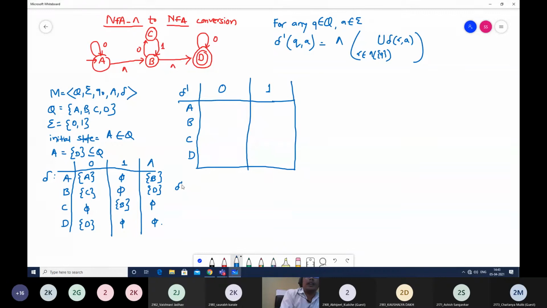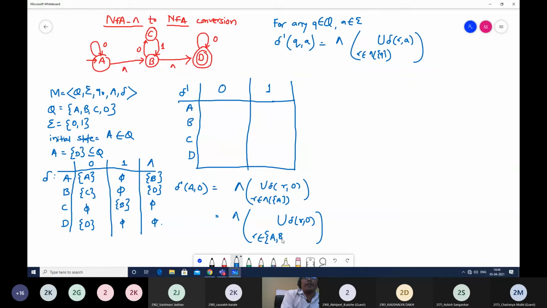What will be delta dash of A comma 0? As per the above equation, it is the null closure of the union of delta of R comma 0, where R belongs to the null closure of A, because this is Q for us. Now what is the null closure of A? This is the union of delta of R comma 0, and we are calculating the null closure of A. What will be there in the null closure of A? First, A will be there.